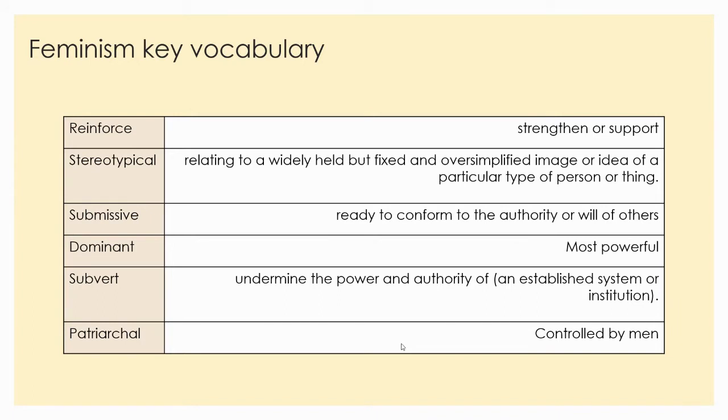Submissive, if you are submissive, you are ready to conform to the authority or the will of others. Sub meaning under. Dominant, most powerful. You'll know that from biology, probably, the dominant genes and that sort of thing. To subvert is to undermine the power and authority of something, usually an established system or institution.